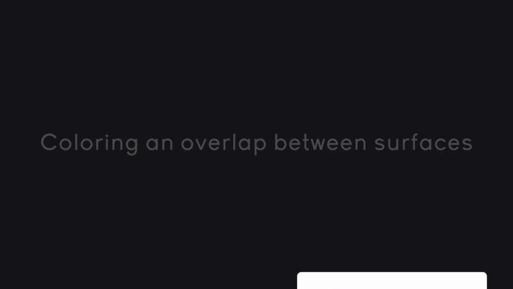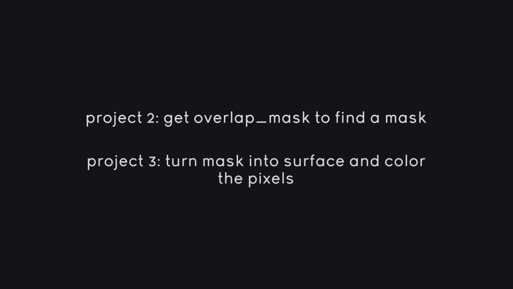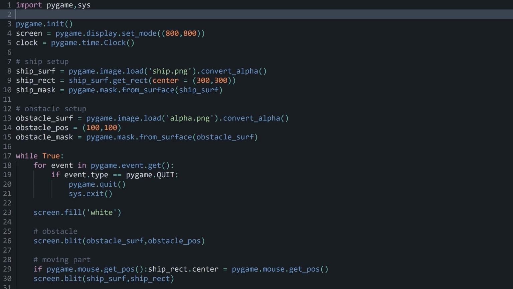In the most basic sense, it's essentially a combination of project 2 and project 3. From project 2, we are going to get the overlap method, except now we are going to use overlap mask. This one is going to give us the overlapping mask between one mask and another. And then from project number 3, we are going to turn this new mask into a surface and color every pixel in. That's literally all we are going to need. It honestly isn't that complicated a project. So let's jump straight into the code and have a look at this.